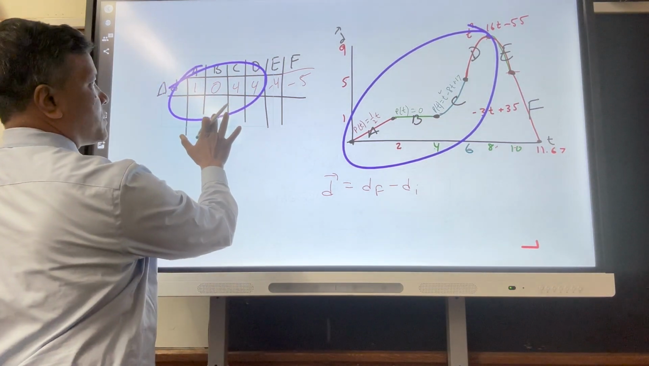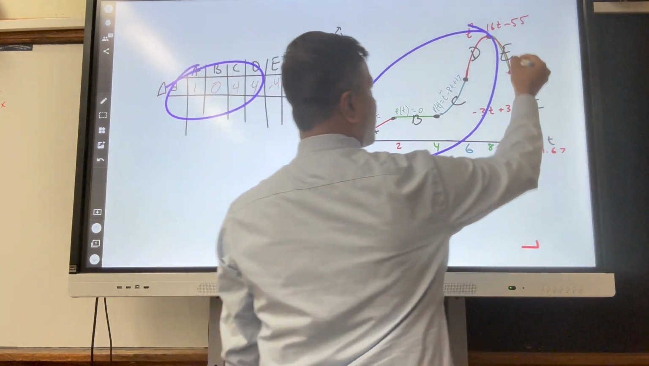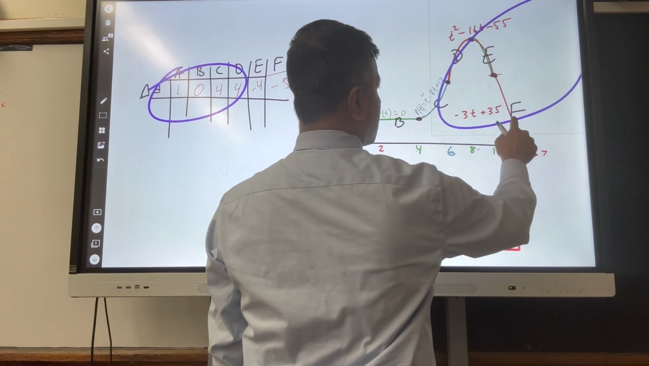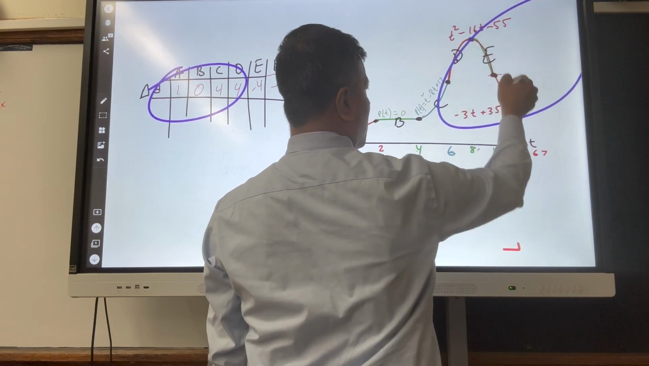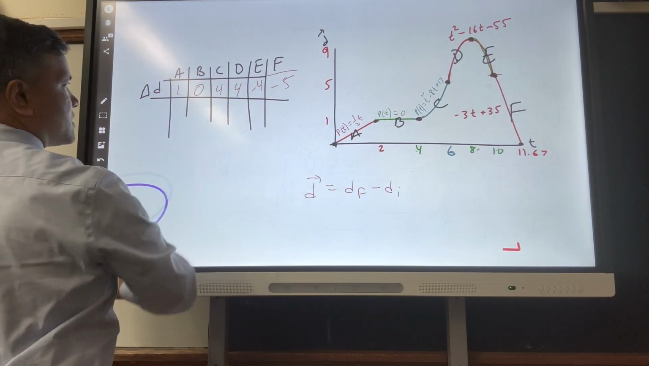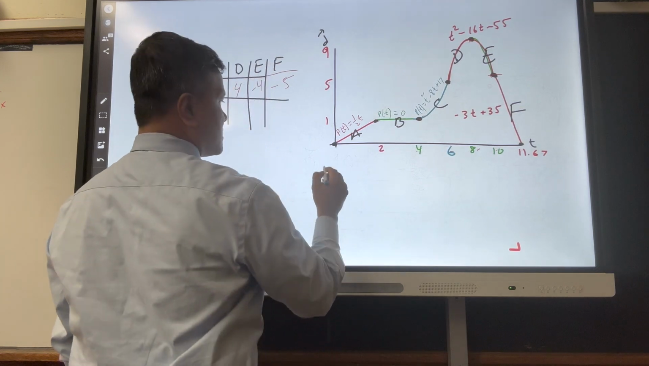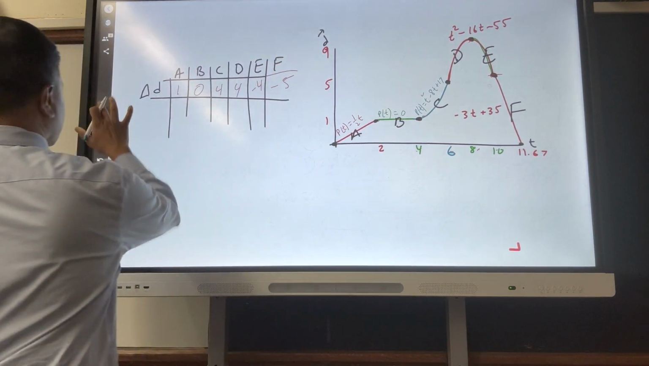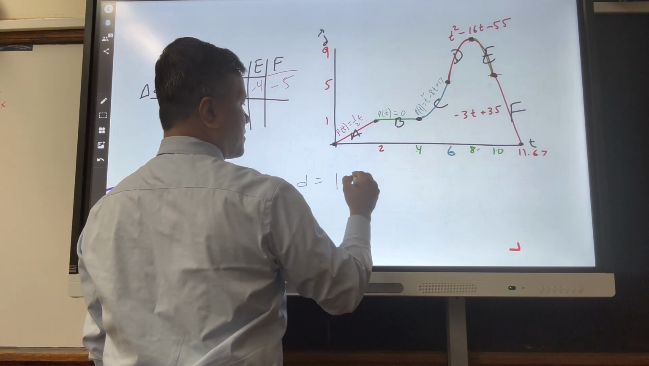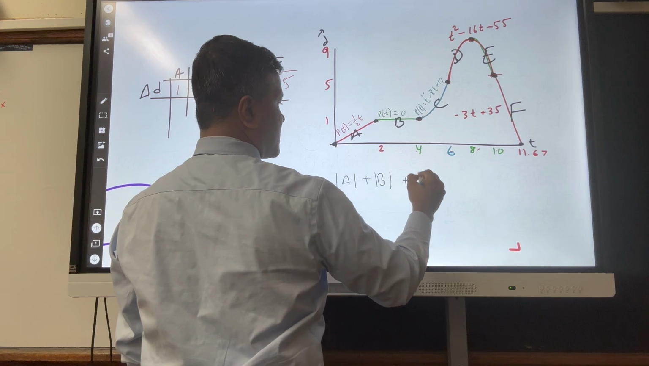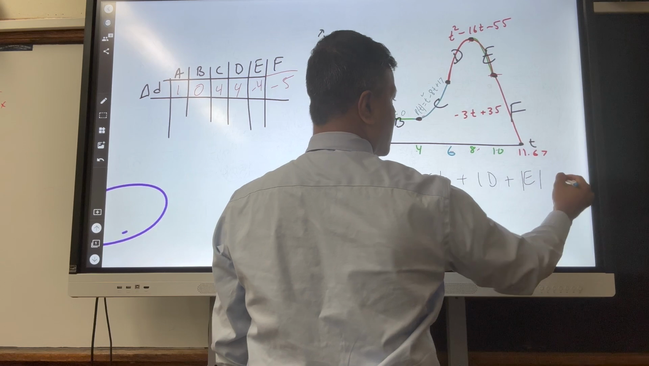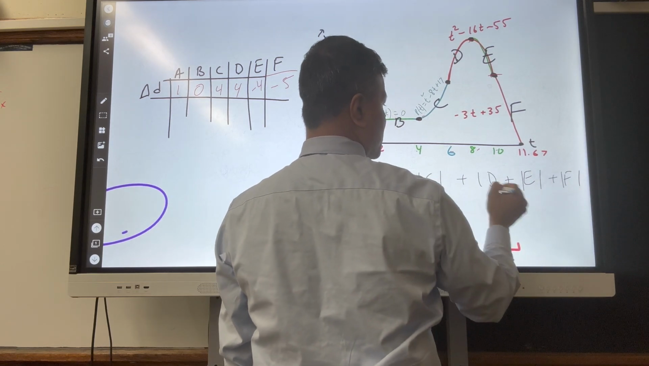Okay. And from 8 to 11.67 seconds, what is it? You have minus 4 and minus 5. So, also 9. So what do you discover over here? You discover that the distance is the absolute value of A plus B plus C plus D plus E plus F, of course.